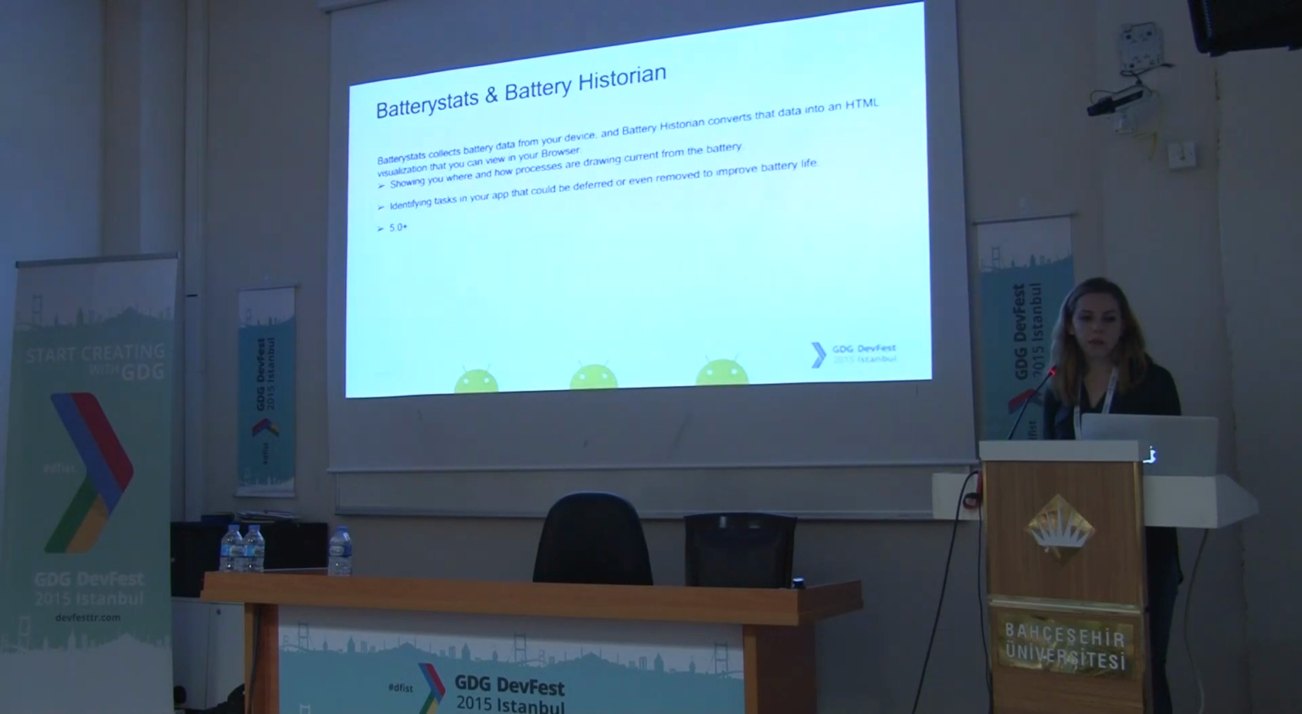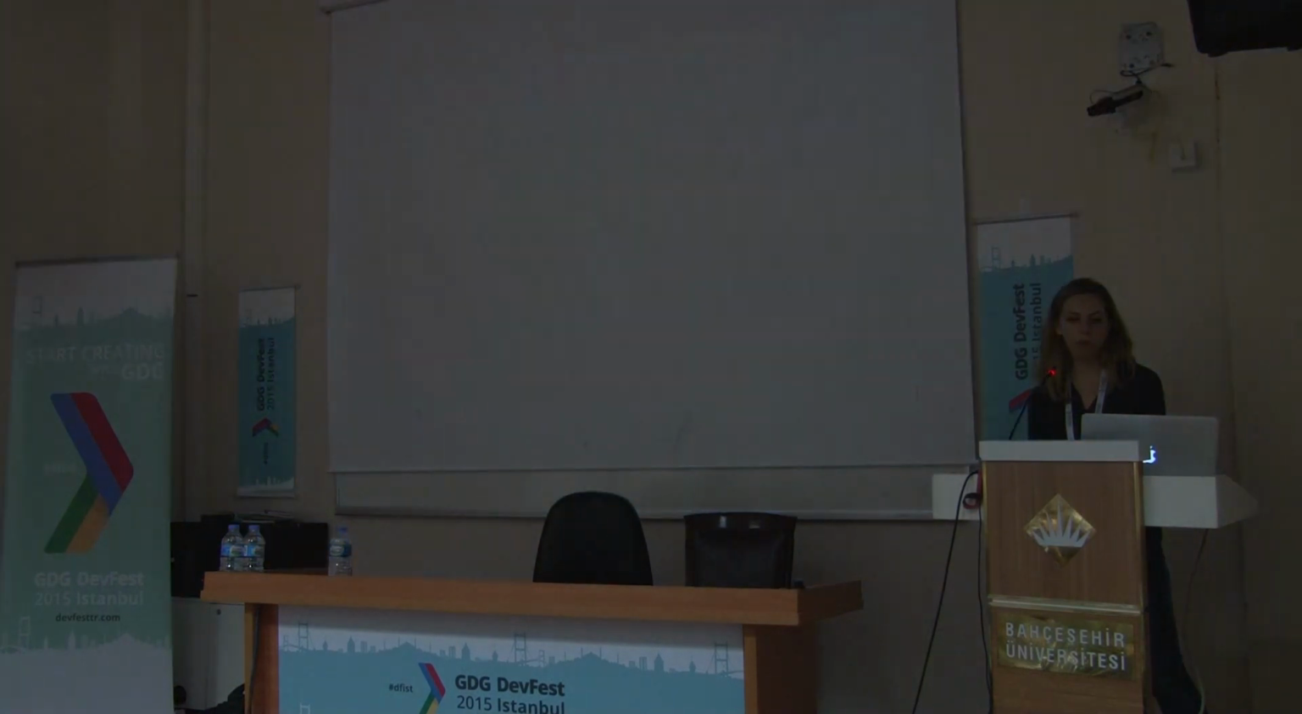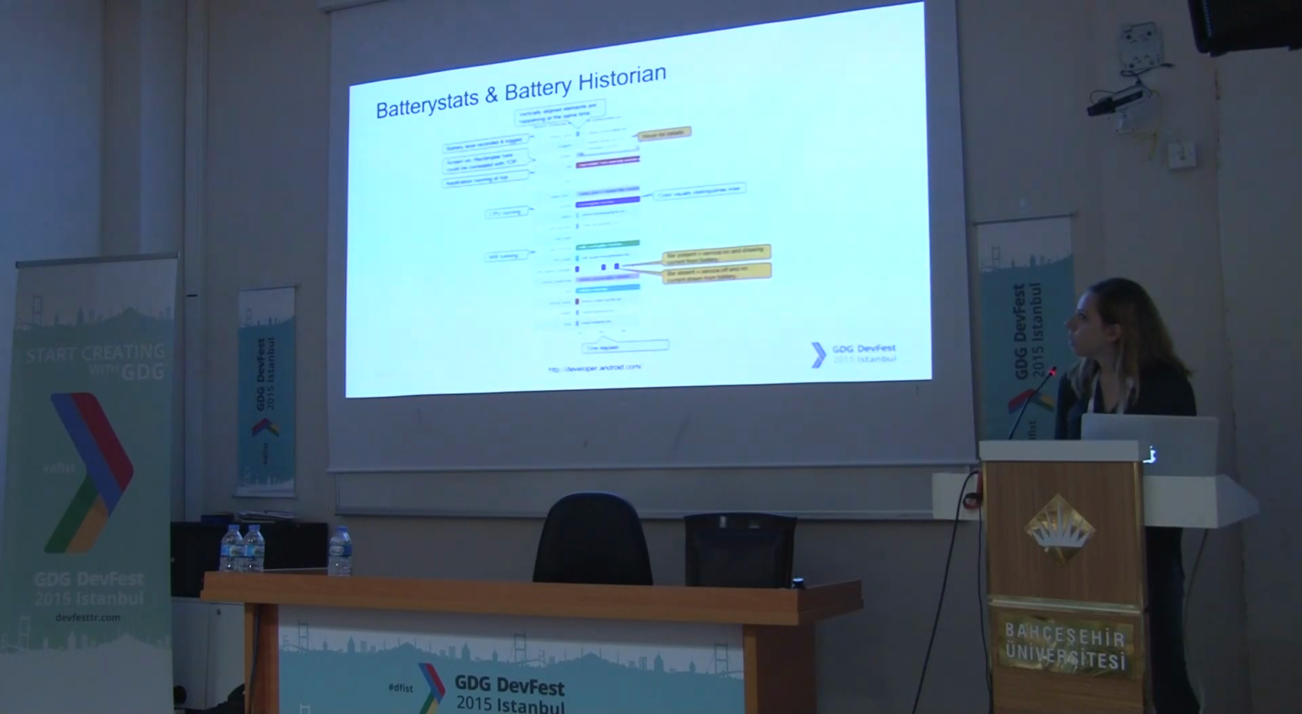Here, the battery stats and Battery Historian tools can help us. Battery stats takes data from your device, and Battery Historian converts it to HTML format so we can understand and use the information. The output will be like this. It gives us lots of information actually. For example, the top shows us the top running application. It will be our application. CPU running, Wi-Fi running. There is lots of information. You can get more information at android developer.com.